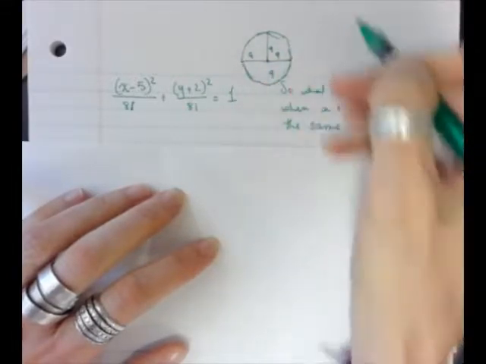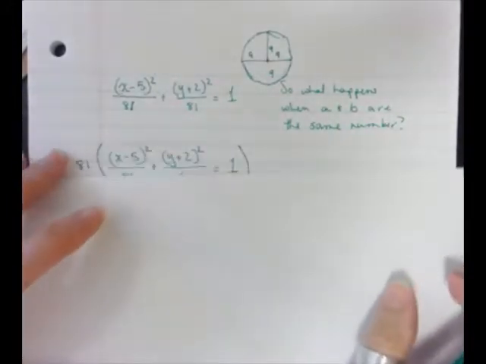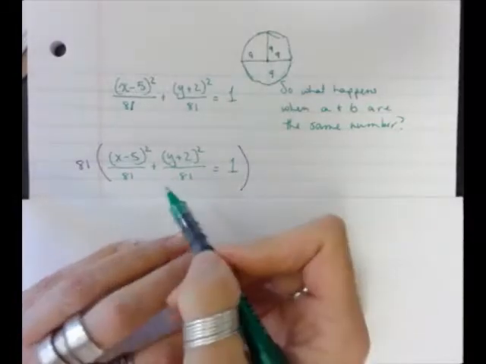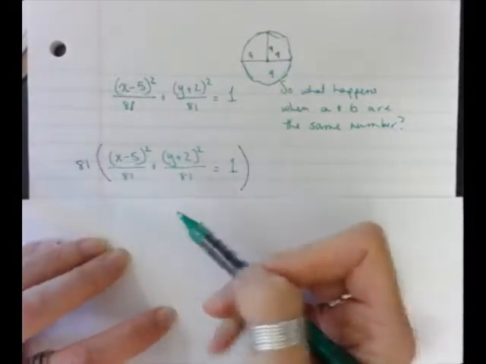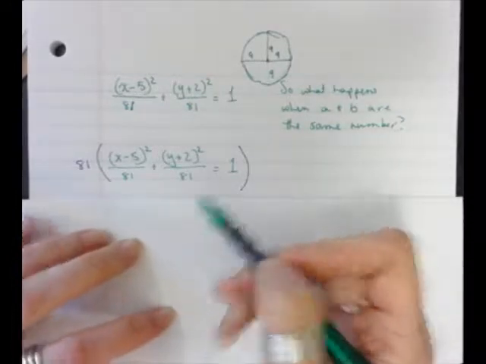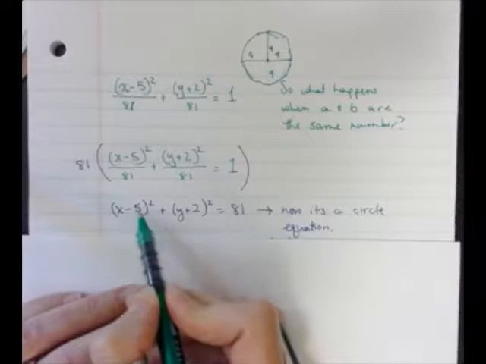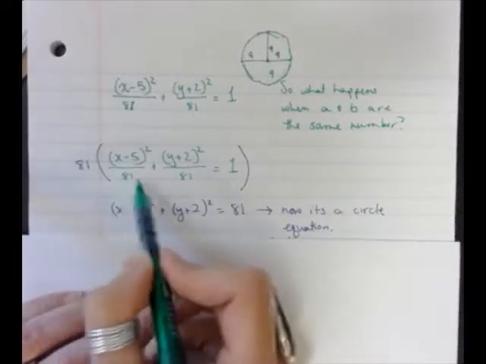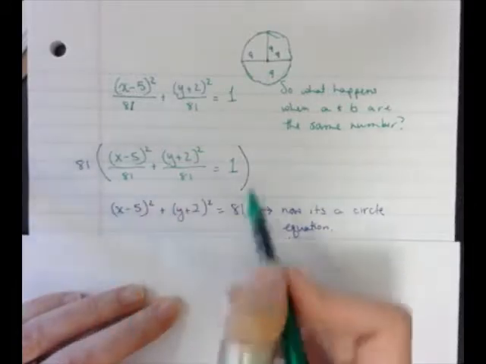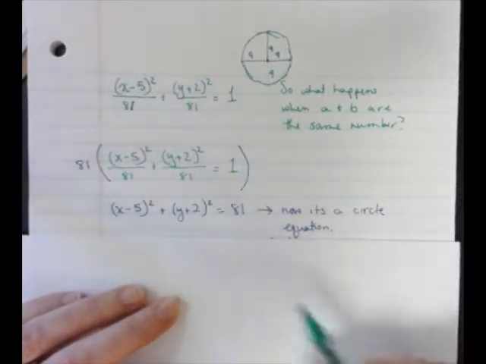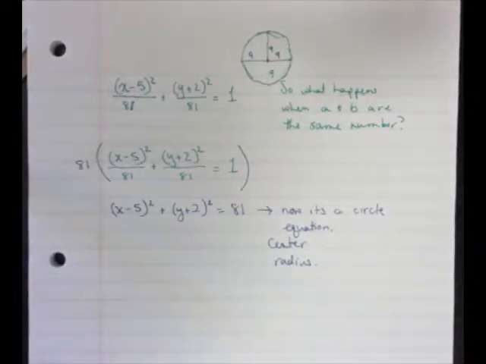So the answer to this question, what happens when a and b are the same number? It's actually a circle, okay? So what I can do is imagine I can multiply the entire equation by 81. And when I do that, look at what happens. I get x minus 5 squared because these 81s reduce to 1. And now this is going to equal 81. So now you have a circle equation, okay?